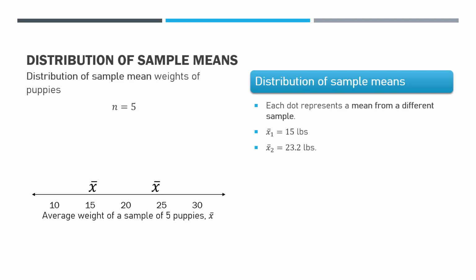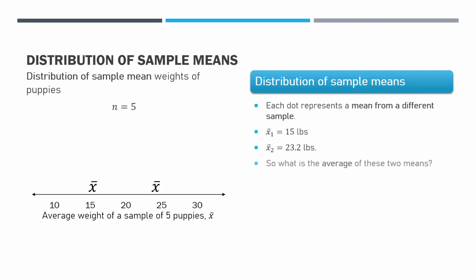In this case, our first mean, x bar sub 1, was 15 pounds. You see it on the x-axis there. And then the second one, just shy of 25 pounds, was our second sample average at 23.2 pounds. Well, why is this going to help us? Well, if we took the average of 5 puppies twice, why can't we take the average of these?